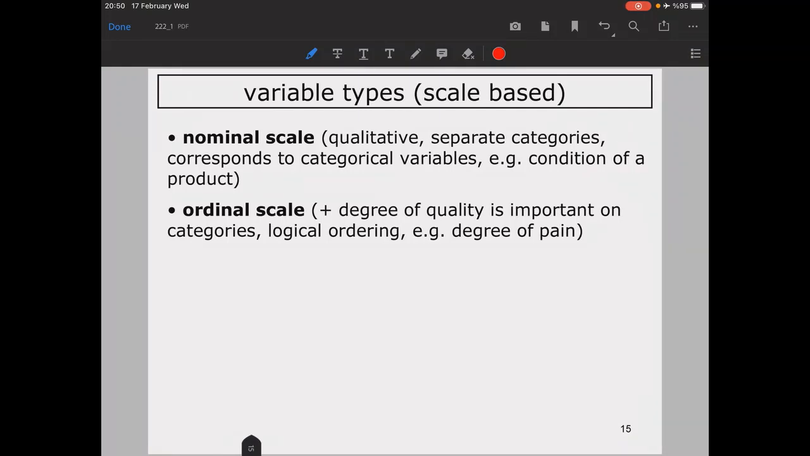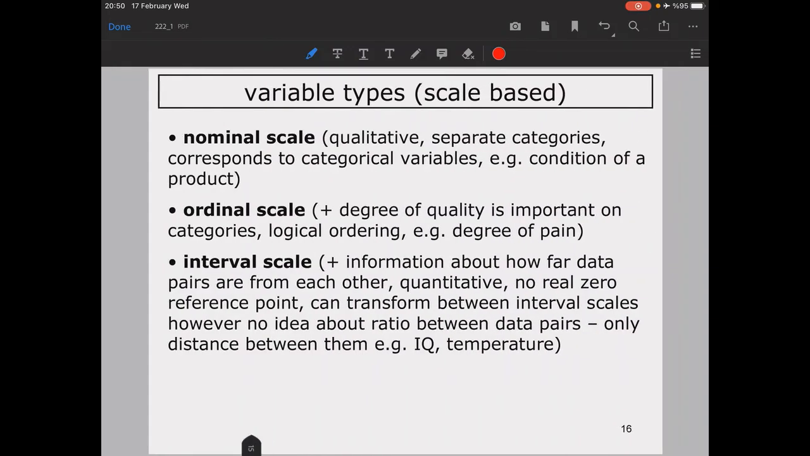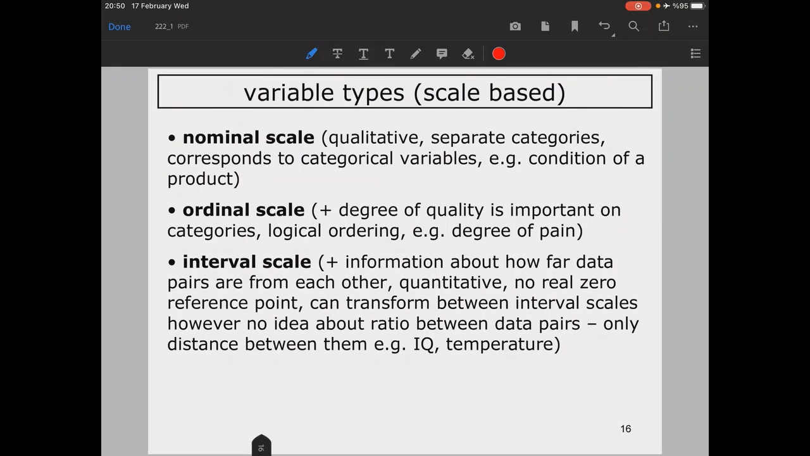And the ordinal scale is addressing where the degree of quality is important. Now you can rank them. There is a logical ordering here. For example, the degree of pain, if you rank it between 1 and 10, for example. Okay, the degree of pain.